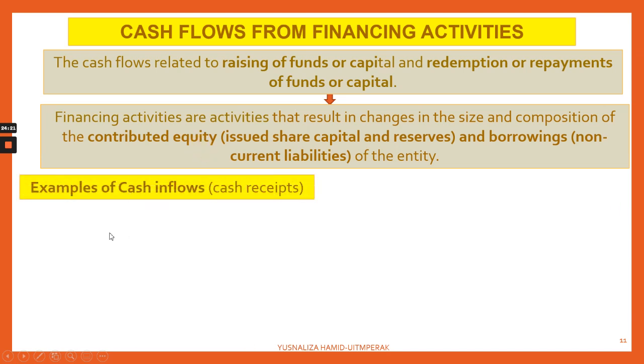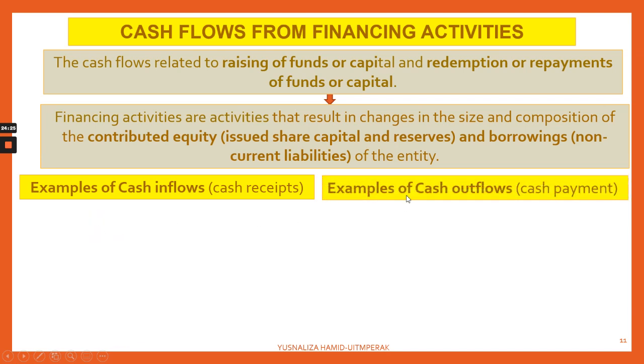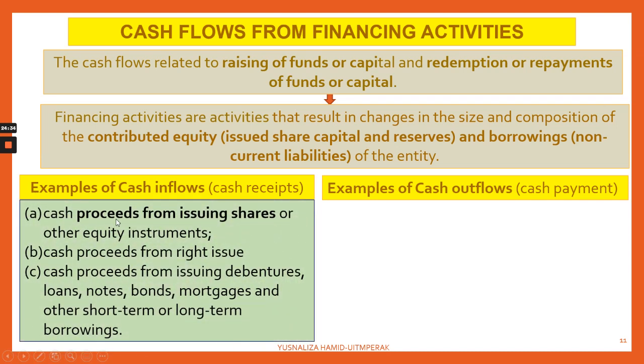Examples of cash inflows or cash receipts under financing activities, and there are also some examples shown of cash outflows or cash payments under financing activities. For example, cash proceeds from issuing shares or other equity instruments, cash proceeds from the rights issue of ordinary shares, cash proceeds from issuing debentures, loans, notes, bonds, mortgages, and other short-term or long-term borrowings.